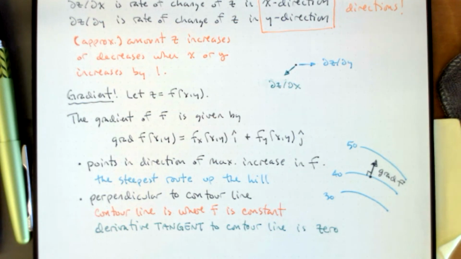If we point the gradient in the other direction, so instead of going from 40 up to 50, we take minus gradient, that'll be the direction of maximum decrease. That'll just be going perpendicular to the contour line in the other direction. Tangent, the rate of change is 0. Perpendicular to the contour, the rate of change is maximum.